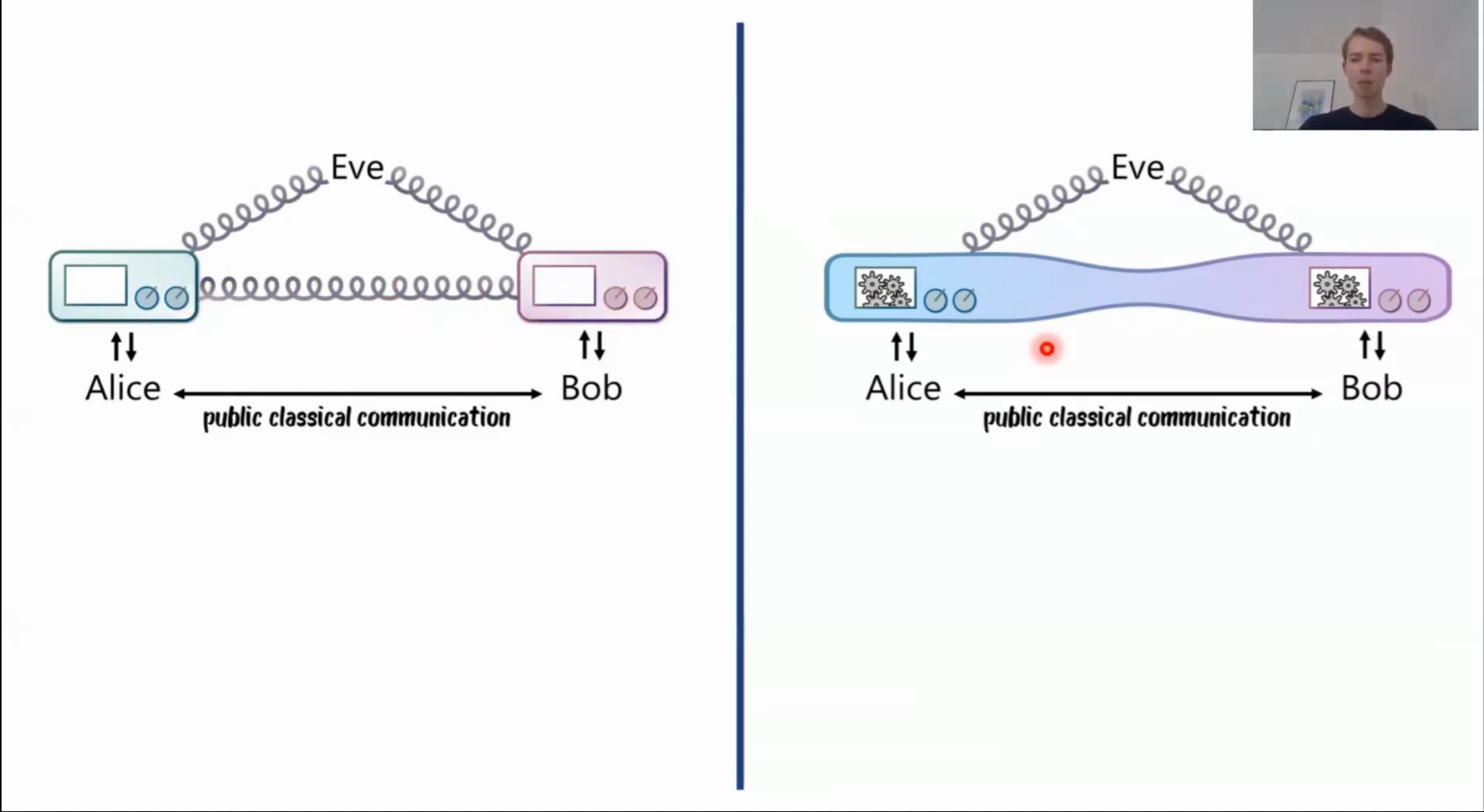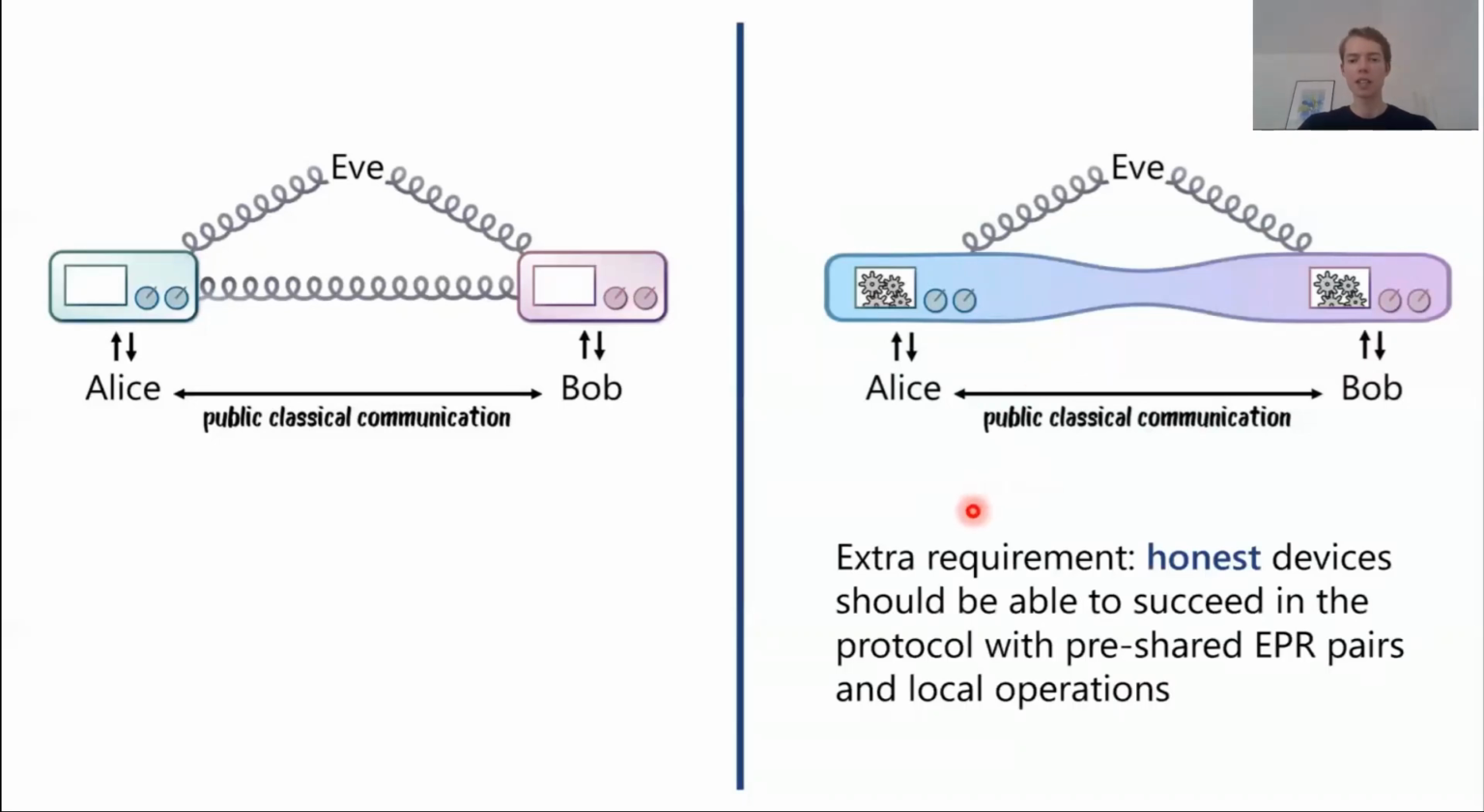And this is a property that we want to preserve for the computational setting. So we still want to keep this requirement that an honest device should be able to succeed just with pre-shared EPR pairs and local operations, even though a dishonest device may make use of this quantum channel here in whatever ways it wants. Okay? And the reason that we insist on this requirement is that we would imagine that this kind of computational protocol would be executed in a setting where you are somewhat sure that these two devices can't actually communicate.